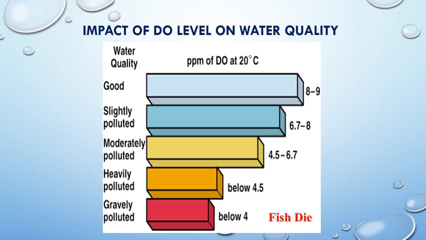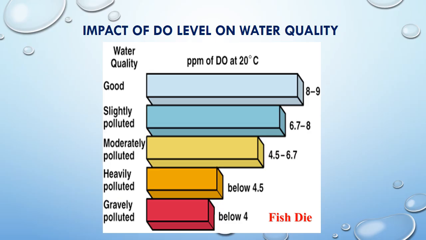We see how the dissolved oxygen level has an impact on the water quality. When the concentration of dissolved oxygen in water is in the range of 8 to 9 ppm, we call it very good water. It's fresh water. Then if it starts to get polluted, the dissolved oxygen level starts to decrease, so it depletes the dissolved oxygen level.